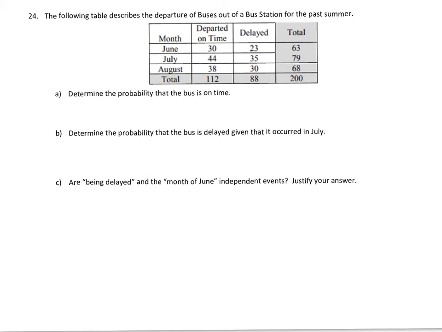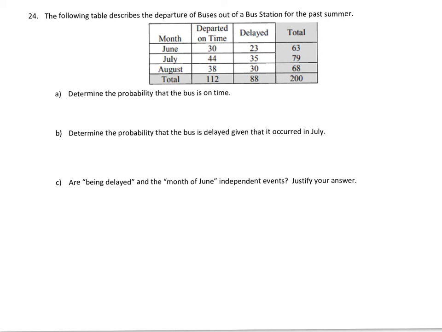Okay, so it says the following table describes the departure of buses out of a bus station for this past summer. All right, so it looks like here it's giving us the months, and it's saying departed on time or delayed. Okay, part A, determine the probability that the bus is on time. All right, so here are all the buses that departed on time. So it was a total of 112 of them, and that's going to be over the total number of buses that departed throughout the summer. So it would be 112 out of 200.